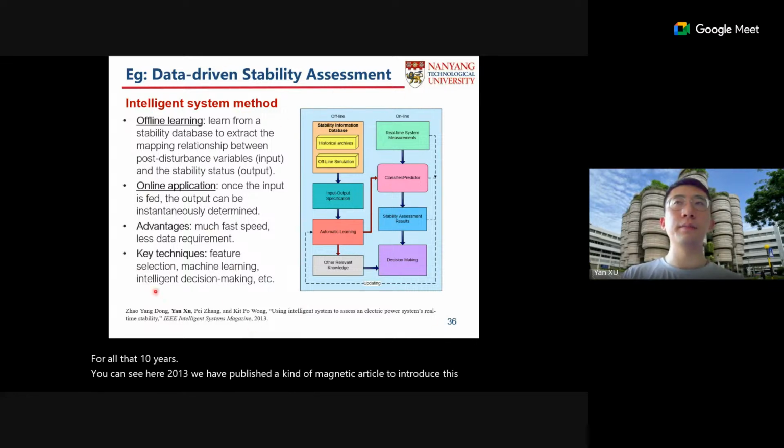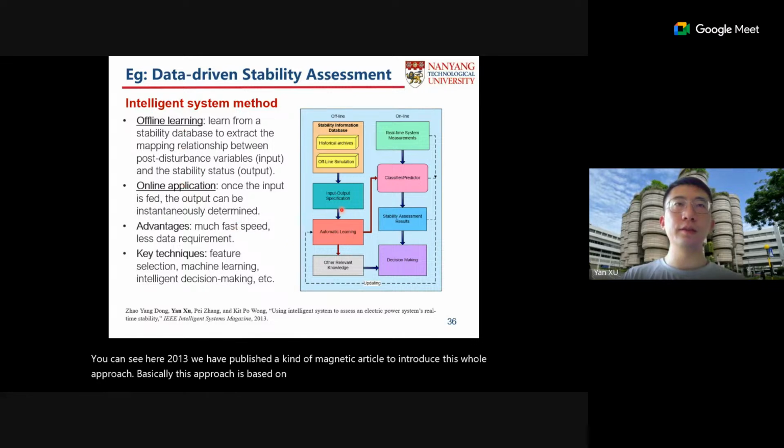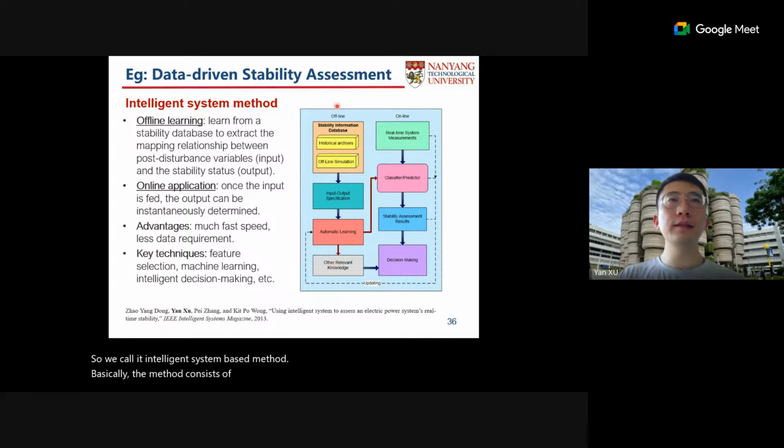Basically, this approach is based on artificial intelligence, machine learning. So we call it the intelligent system-based method. Now, the method consists of two stages: the offline stage and the online stage. At the offline stage, first of all, we need to have a stability database.